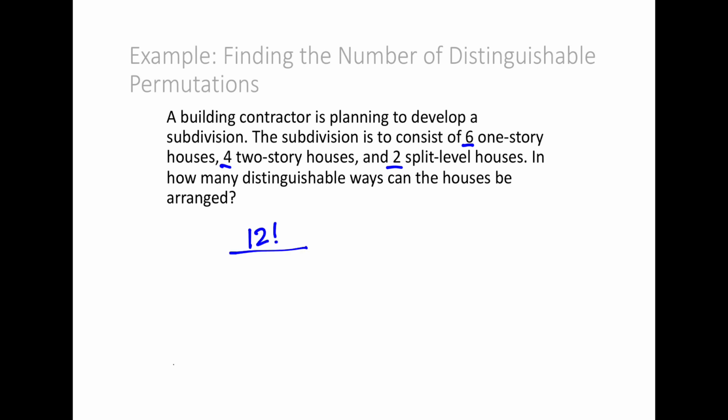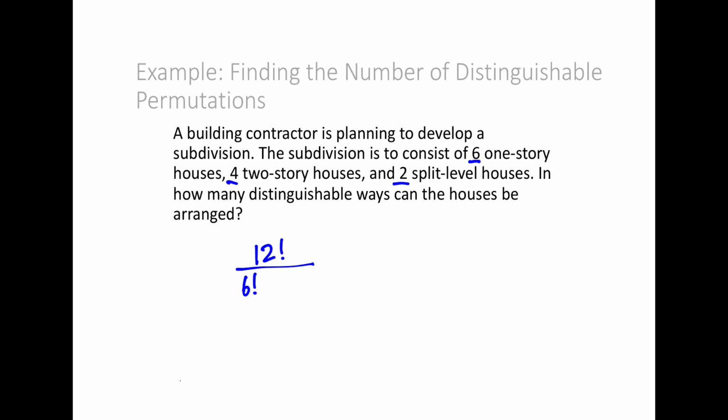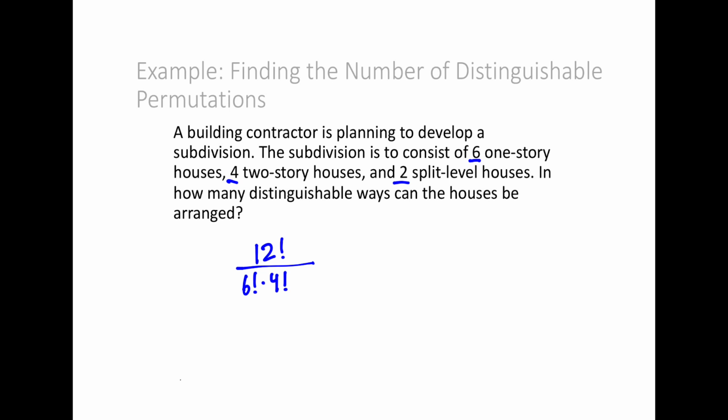Then we have 6 one-story houses, so that will be one number on the bottom. This is my distinguishable part of it. We have 4 two-story houses, and then we have 2 split-level houses. So putting this into our calculator, if you do this all at once, which you will probably want to do, you want to put that whole thing that we have in the denominator in parentheses. Otherwise, it'll just divide by the first number you have, and it'll end up multiplying by the other 2. Try putting it in the calculator right now.